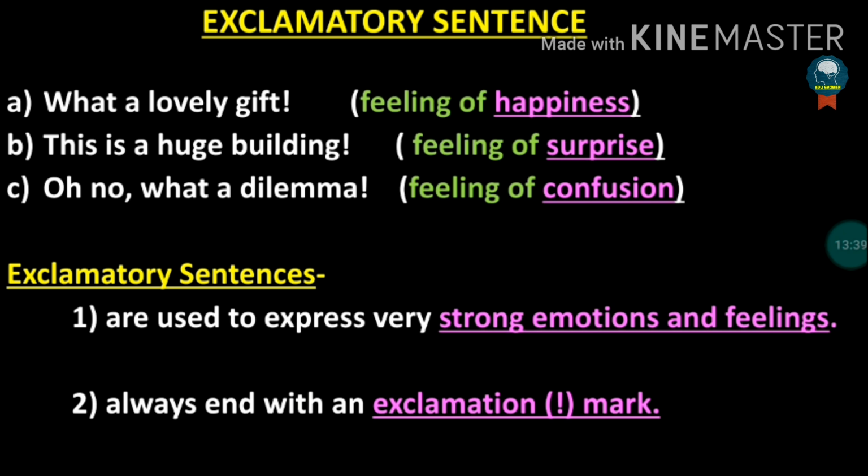So by observing the examples, we get to know that exclamatory sentences are used to express very strong emotions and feelings. Feelings like extreme happiness, sadness, surprise, etc. are expressed in exclamatory sentences. And always remember, exclamatory sentences always end with an exclamation mark because we express our strong feelings in an exclamatory sentence. Clear? So that's all for today.